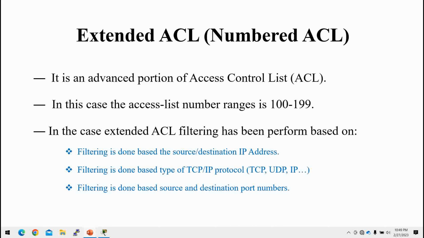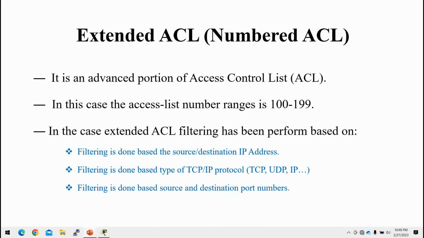In this case, we have to consider different things. For example, in the case of access list numbers, the range is from 100 to 199. In the case of this extended ACL, filtering is performed based on different things. The first one, filtering is done based on source IP and destination IP. So we have to consider those two things.